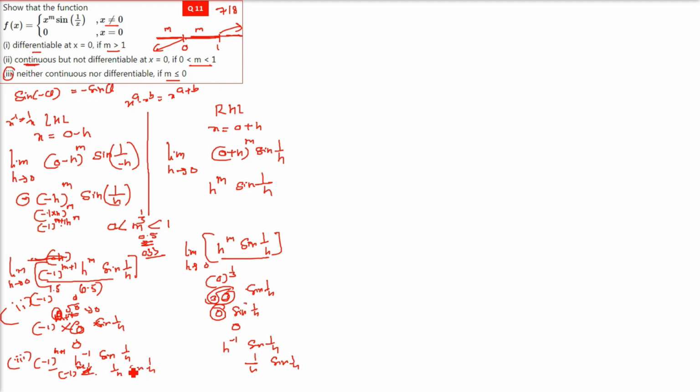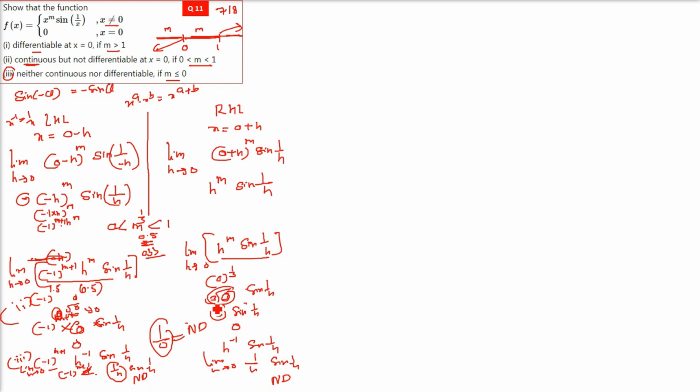Now 1 by h, since h tends to 0, when you take the limit h tends to 0, here also, as I said, limit h tends to 0 is in all the steps. 1 by h is 1 by 0. 1 by 0 is infinite, it is not defined. So this is not defined, this is also not defined.